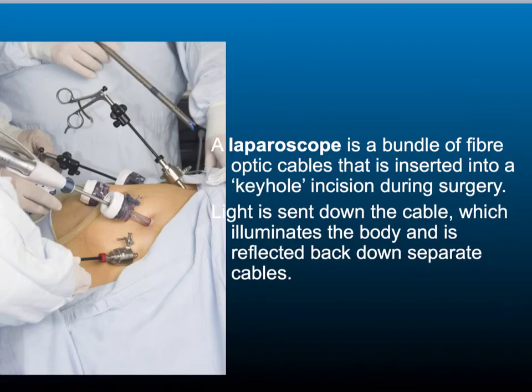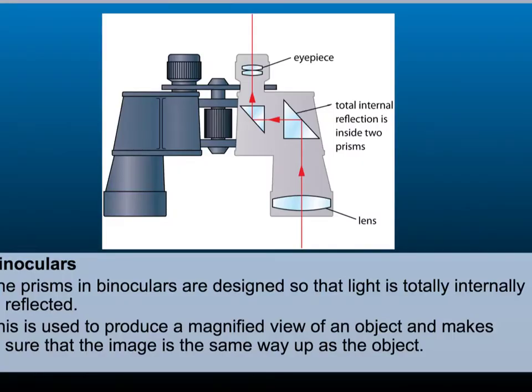Another use of total internal reflection is a laparoscope, a bundle of fibre optic cables that's inserted into a keyhole incision during surgery. Light is sent down the cable and illuminates the inside of the body, and then it is reflected back down separate cables to a screen where the image can be seen. Binoculars also make use of total internal reflection. The prisms in binoculars are designed so that light is totally internally reflected. This can then be used to produce a magnified view of an object and make sure that the image is the same way up as the object which is being viewed.